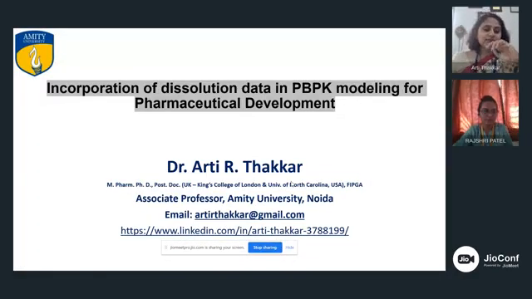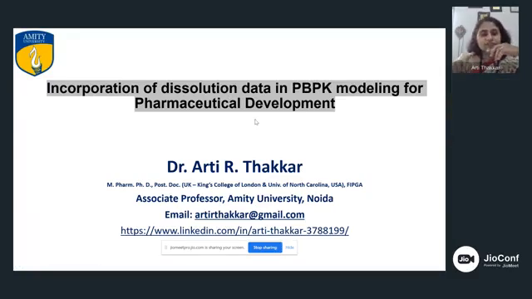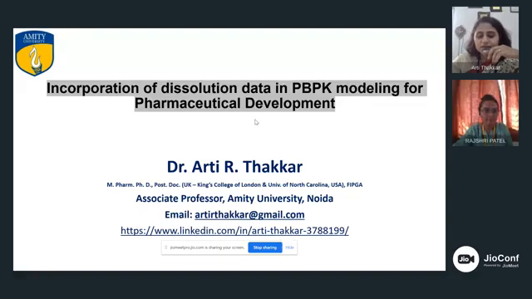So the title of the talk would be, of course, looking upon the dissolution data in PBPK modeling for pharmaceutical development. I have one question, because I'm able to see just my screen and not anything else. So if I get disconnected, just let me know through a message or something so I can rejoin. Sure. Okay, all right.